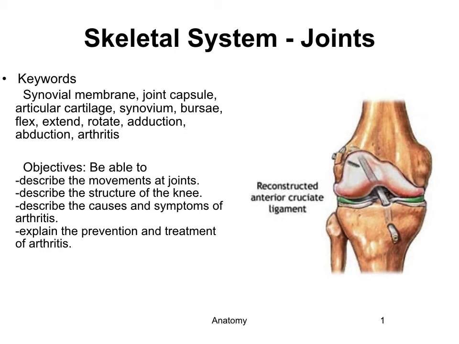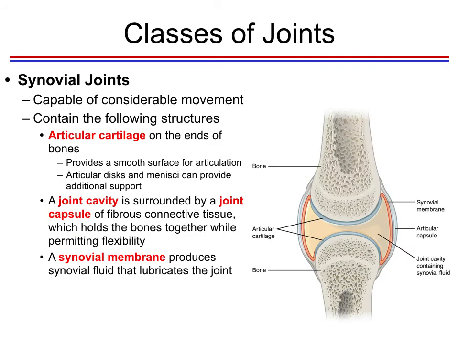Okay, so we're going to continue with the skeletal system and joints. This time we're going to talk about the movement at synovial joints, the structure of the knee, and arthritis. So remember, synovial joints all contain articular cartilages covering the ends of the bone, a joint cavity surrounded by a capsule of fibrous connective tissue, and a synovial membrane that secretes synovial fluid into the joint cavity.